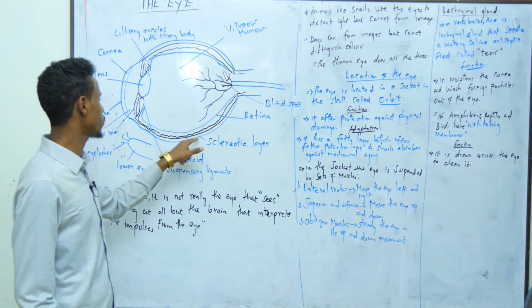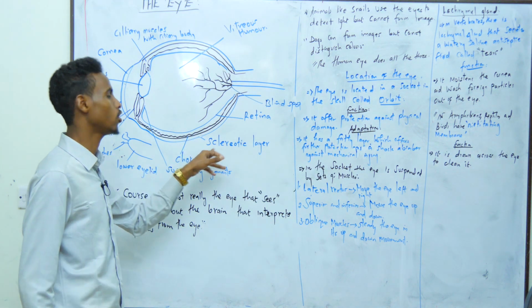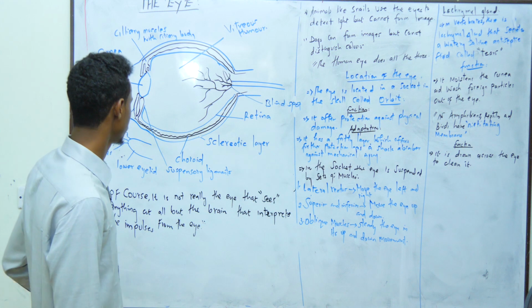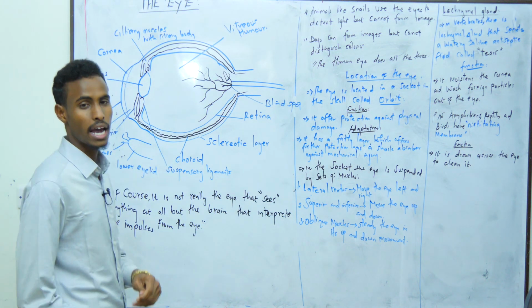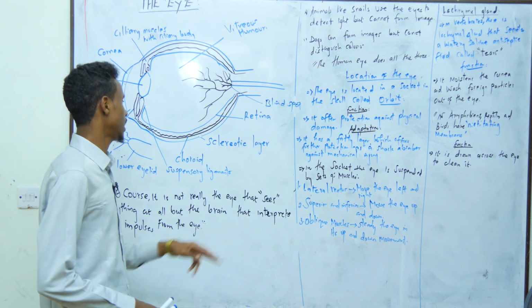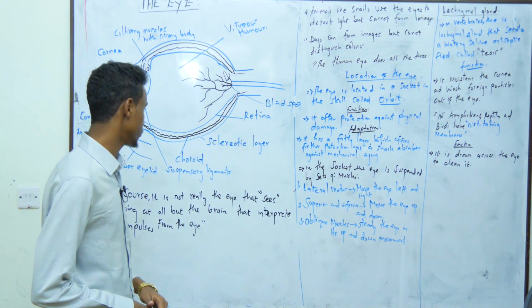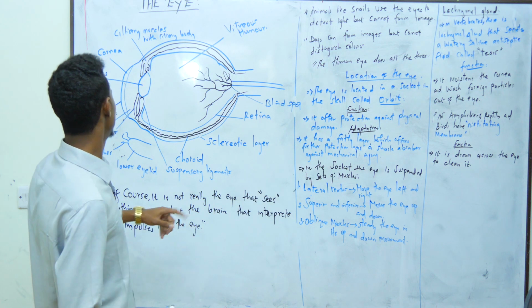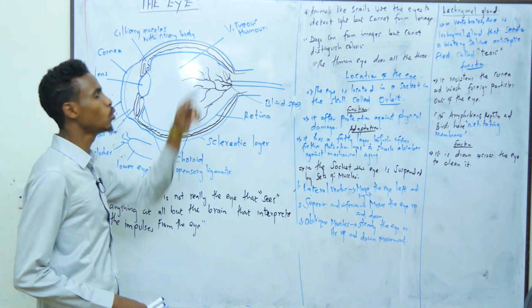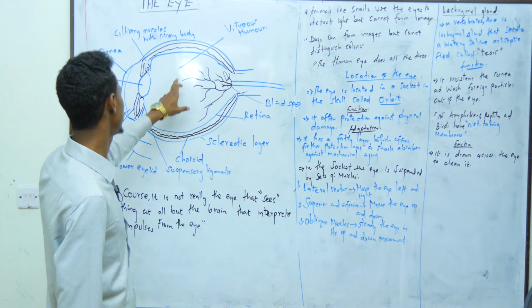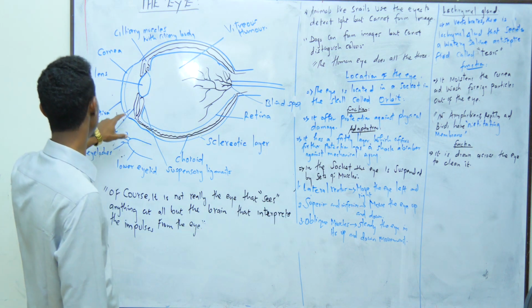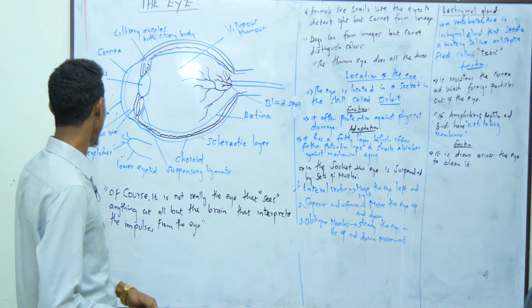The outermost layer of the eye is called the sclera or the sclerotic layer. The second layer of the eye is called the choroid, and the innermost layer is called the retina. Again, we have two liquids in the eye. You have the vitreous humor and you also have the aqueous humor.